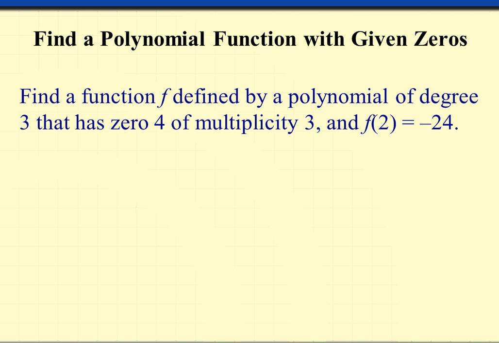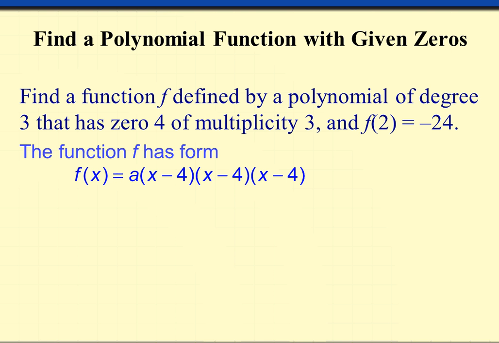Okay, let's do one more similar to that. Find a function f defined by a polynomial of degree 3 that has 4 as a 0. Whoops, wrong thing here. 4 is a 0, and the multiplicity of that 0 is 3. And if we put an x value of 2 in the function, we get a y value of -24 out.